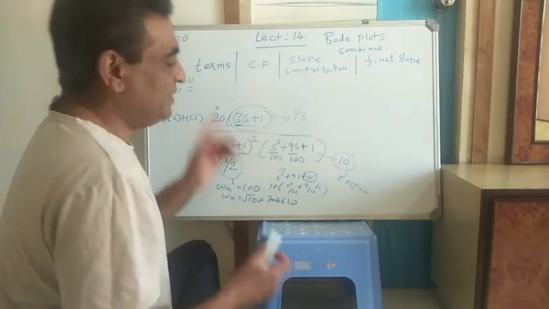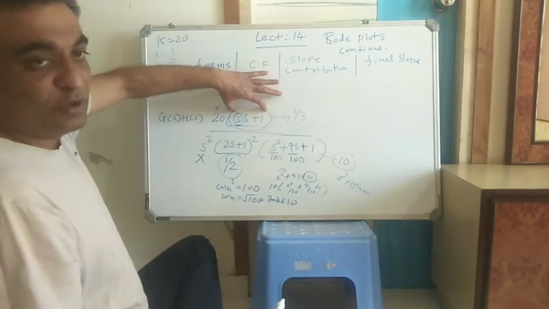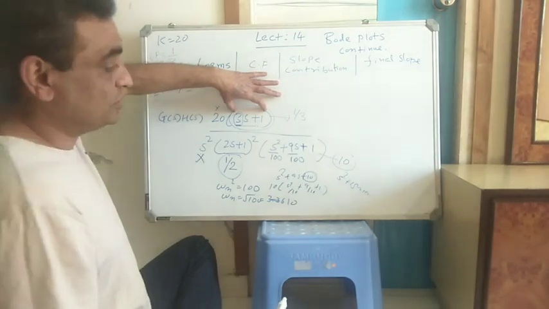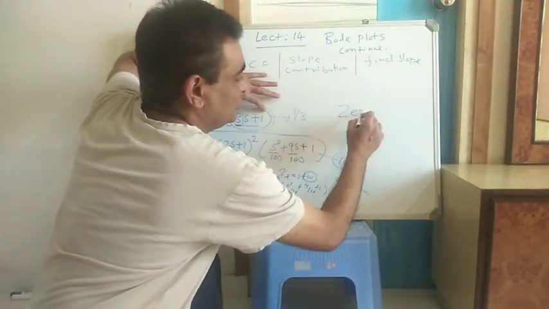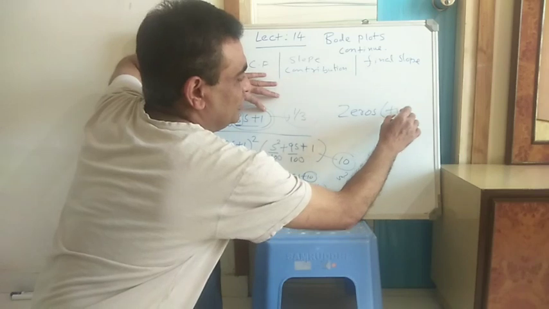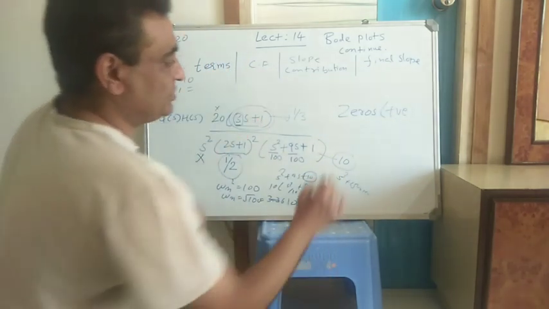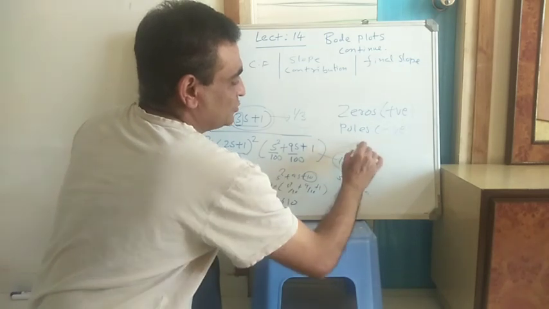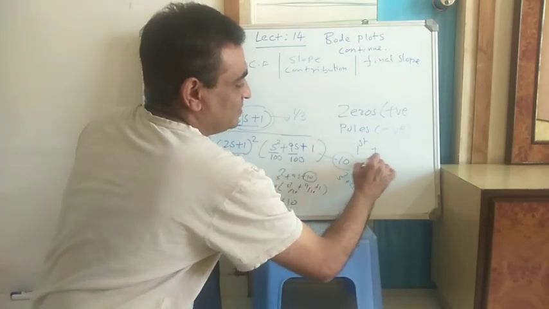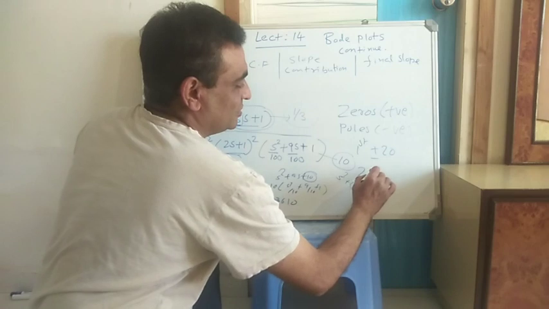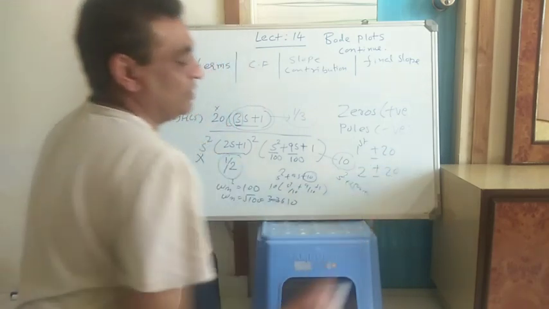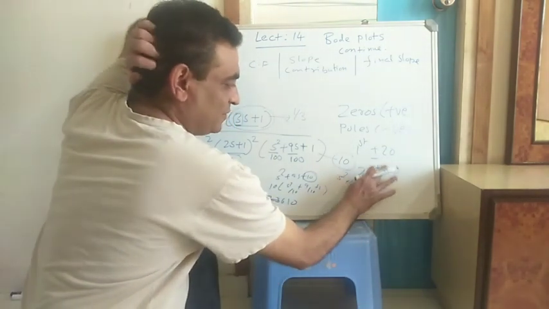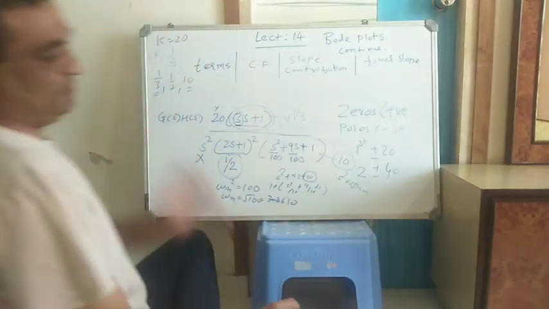We have also seen that the slope contribution from the numerator, from the zeros, is positive. From the poles, from the denominator term, the slope is always negative. From a first order term, the slope would be plus or minus 20. For a second order term, the slope would be plus or minus 40.